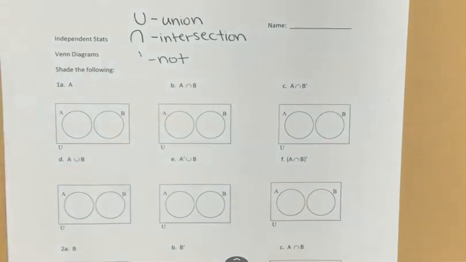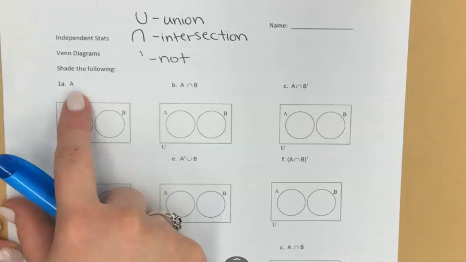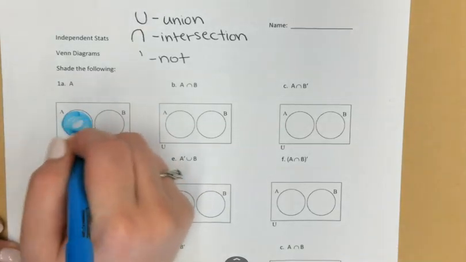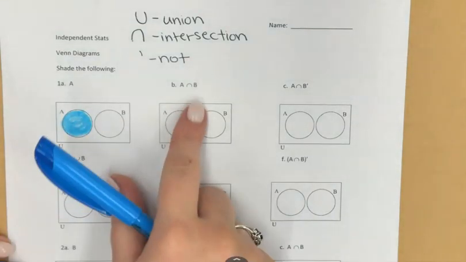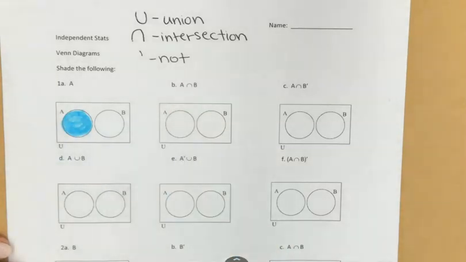So the first thing we need to practice with these is shading. What part of my diagram am I focusing on? So on number 1, this is my scenario with these boxes, and the first part is just asking me for A. So I am going to shade everything inside of circle A. And that's it. The next one is, where does A intersect B? Well, these circles don't overlap at all, so that is nothing. I'm not going to shade anything.